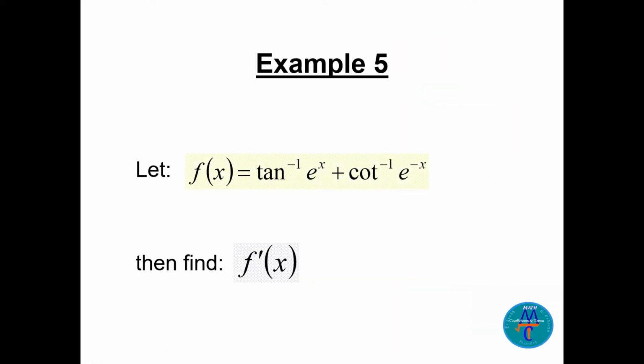Now, this is a nice question. Let the function be inverse tan of exponential e to the power x plus inverse cotan of e to the power minus x. Maybe not an easy question. Let's find the derivative. You can try it yourself if you like, and then you can see the answer on the next slide.